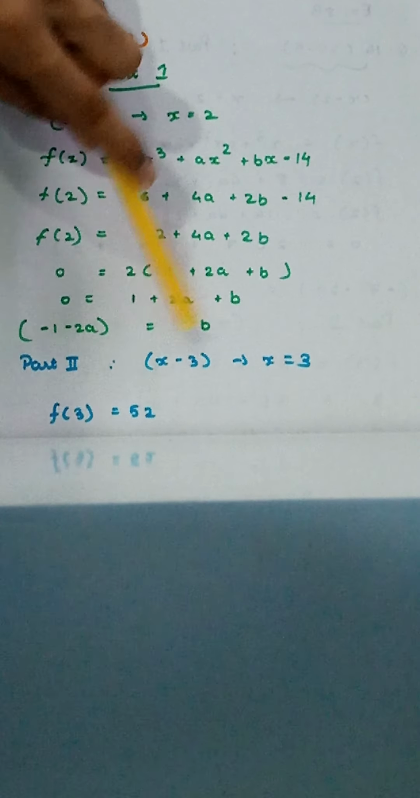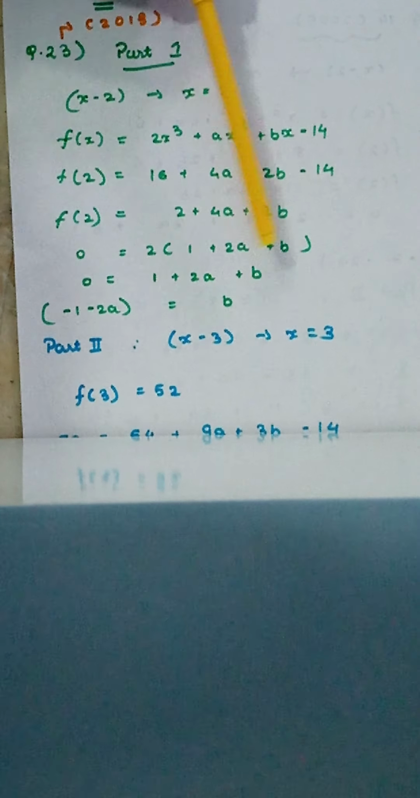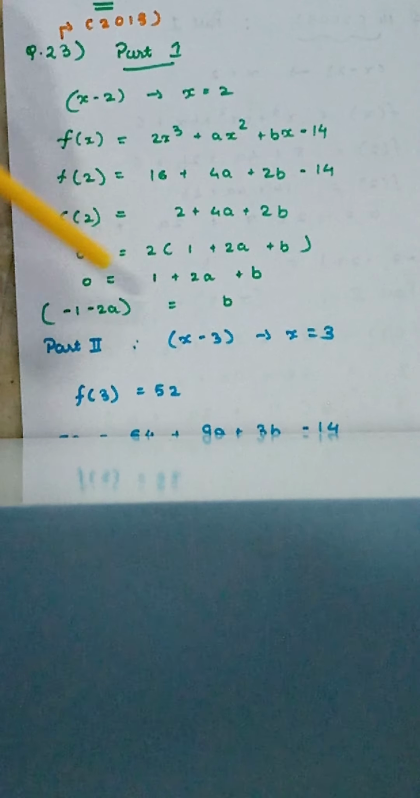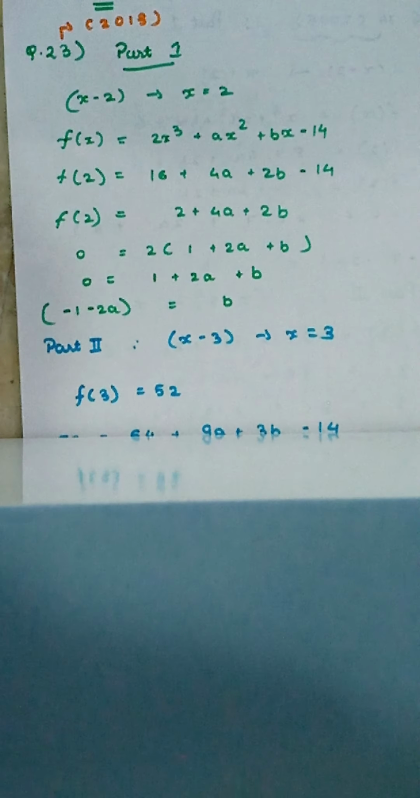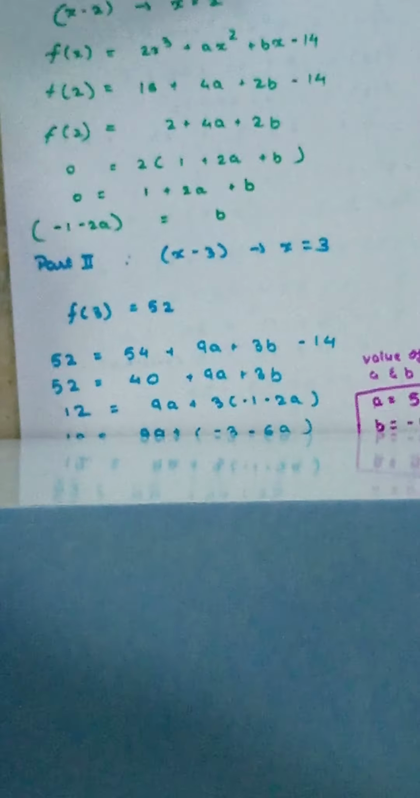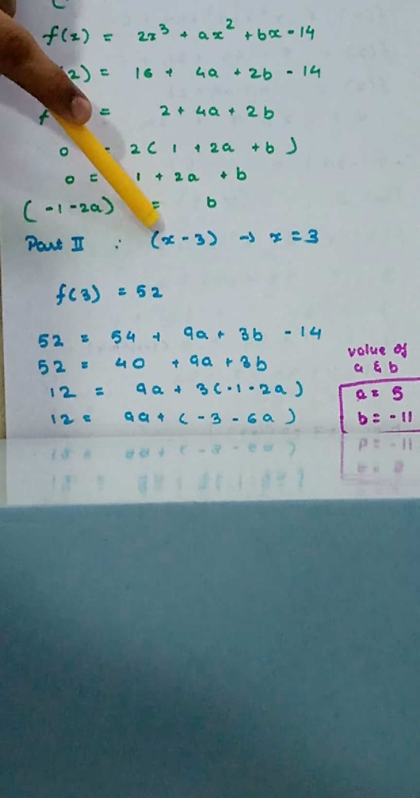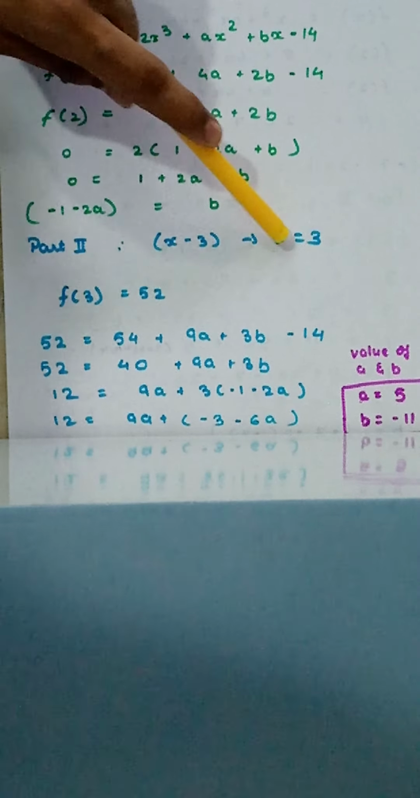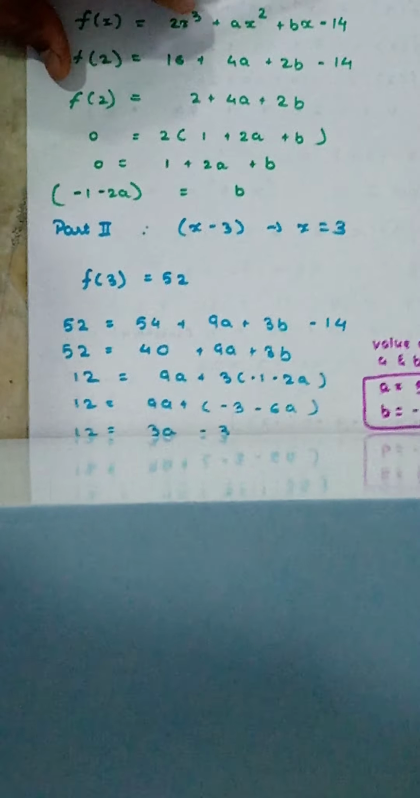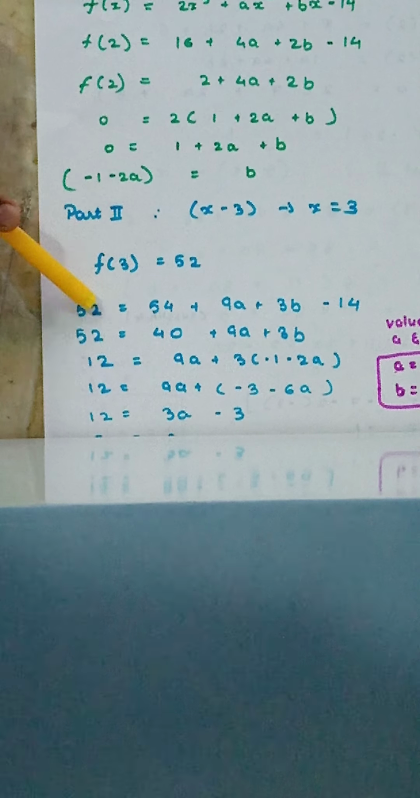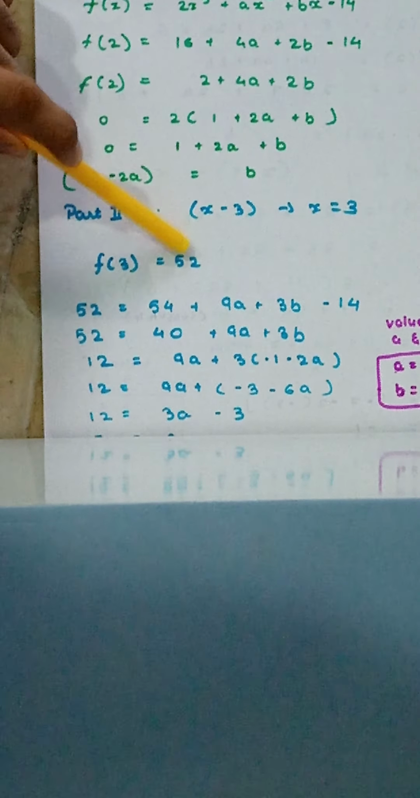Now if you want to find the equation for b, it will be as follows. b equals minus 1 minus 2a. Now come to part 2 of this question. The factor is x minus 3, that goes to x equals 3. When you substitute it in the following equation, we will get f(3).